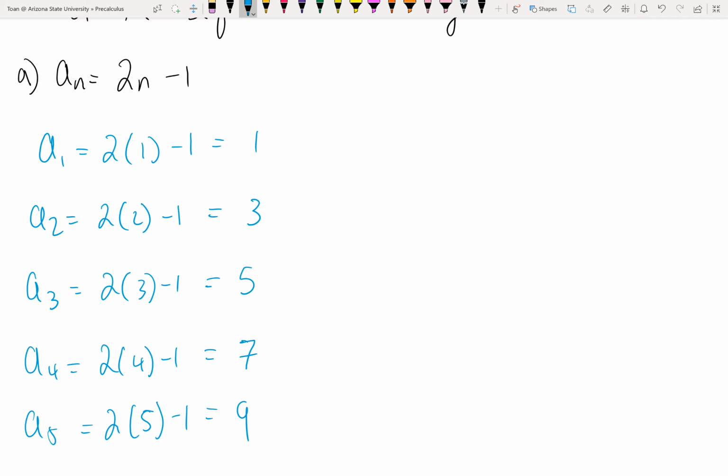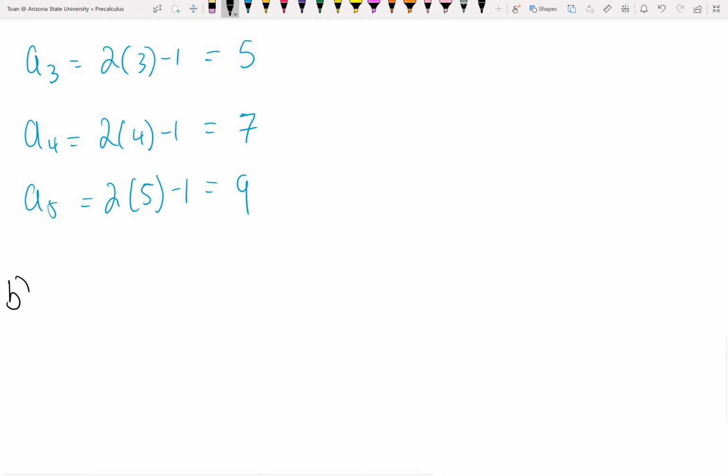Now, if I want to find the 100th term, that sounds complicated. Oh no, 100, it's a big number. Well, it's child's play if you have the explicit formula, because all you've got to do is just plug it in. So what's that, 199? So there you go. So easy peasy.